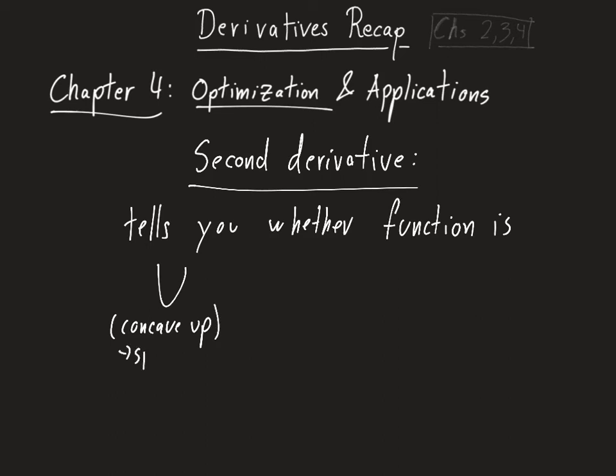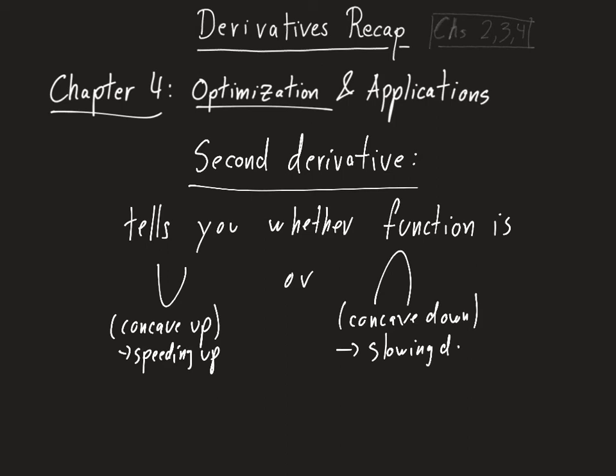which by the way means it is speeding up, or whether the function looks like a downwards U, which we call concave down, and which, for the record, tells you the function is slowing down. That's what the second derivative tells you. When it's positive, that means your function is speeding up, it's concave up. When it's negative, that means your function is concave down, which means it's slowing down.